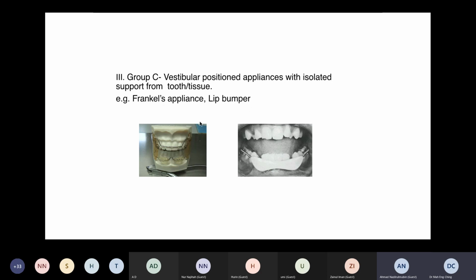So we have a Fränkel appliance, in which the main active component is the buccal shield or the labial front. This one will pull the muscle away from the teeth, to let the jaw grow into a better position. They're using the teeth for retention, but the main active component is the buccal shield. So this one is considered a vestibular position appliance with isolated support from the teeth and the tissues.